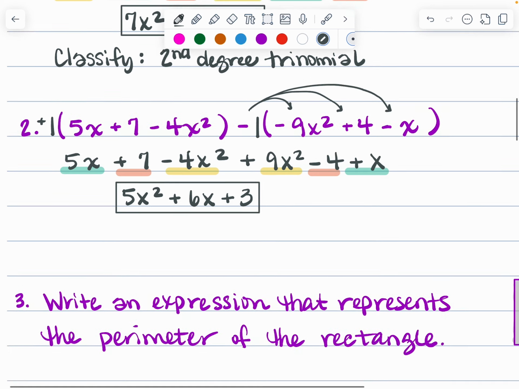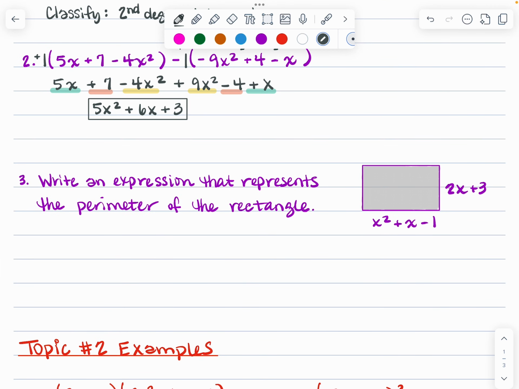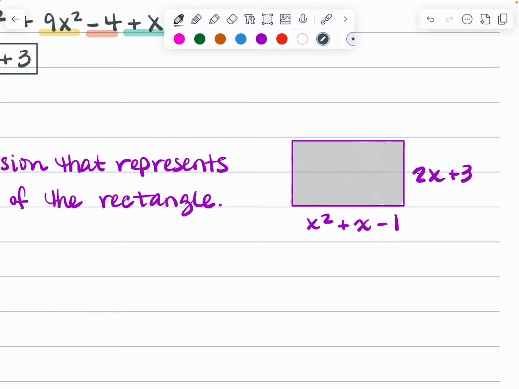All right, and then the application questions that we did with the polynomials, especially with perimeter, right? So we're going to write an expression that represents the perimeter of this rectangle. Well, remember, perimeter means to add up all the sides. So technically speaking, we know that they only gave us the 2 sides, but we know that those 2 sides are just mirrored on the other side, right? So we know there's another 2x plus 3 over here, and there's another x squared plus x minus 1 for the length on the top.